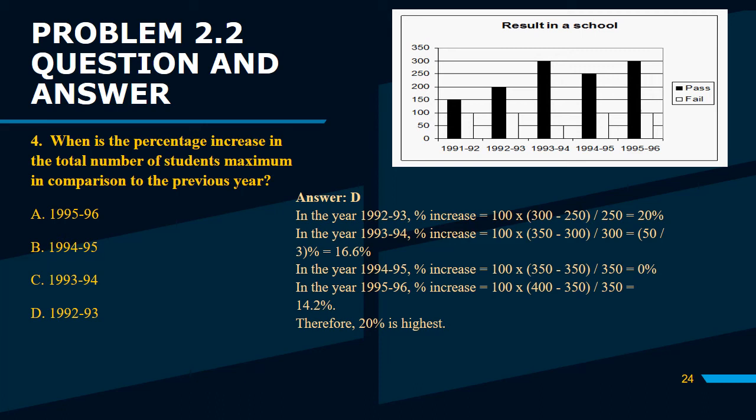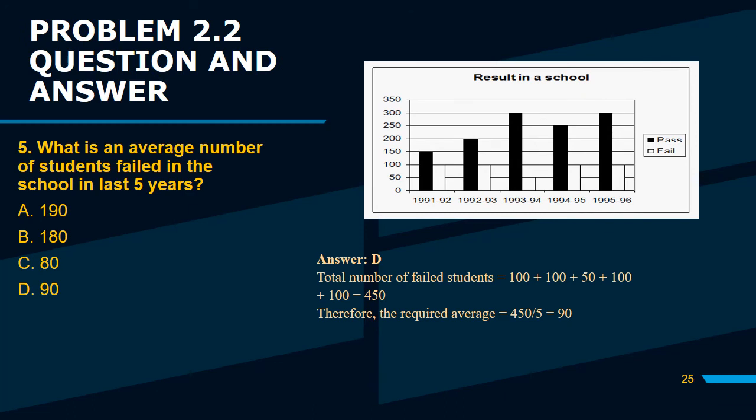So for the fifth question, what is the average number of students failed in the school in the last 5 years? The answer would be letter D, which is 90. First we would have to have the total number of failed students, which is 450, and then divide it by 5, so that would equal 90.